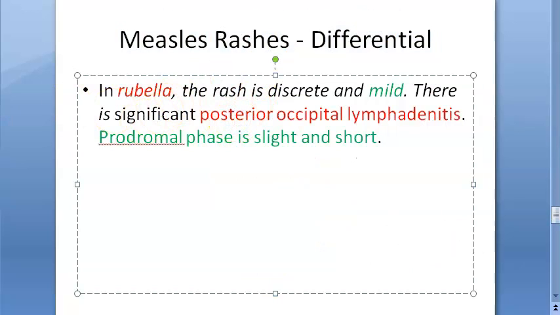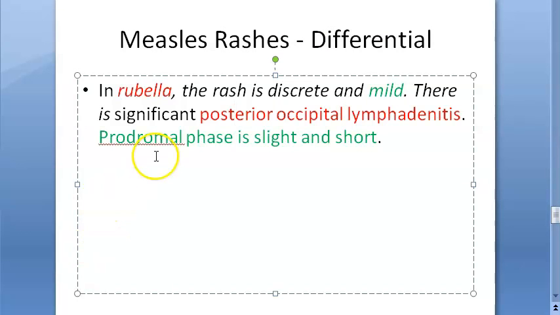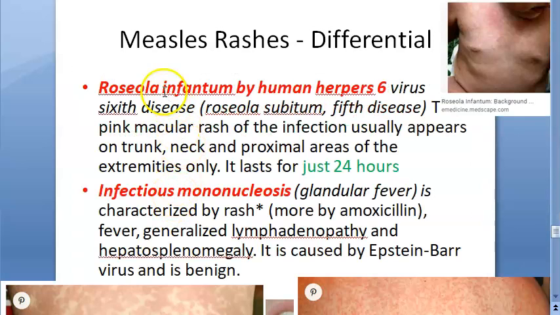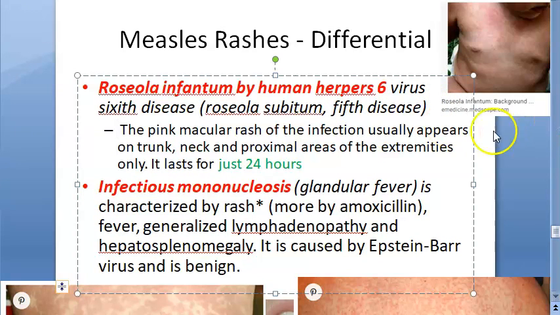Coming to differential, guys, how can you differentiate it from other conditions? That's important, right? See, another supposedly viral infection of infants and toddlers, that is Roseola infantum. You should not confuse this with measles. Roseola subitum, 5th disease or something. Roseola infantum of human herpes is the 6th disease. You should be able to differentiate with this because this also appears around the same age. It is a viral infection of infants and toddlers.